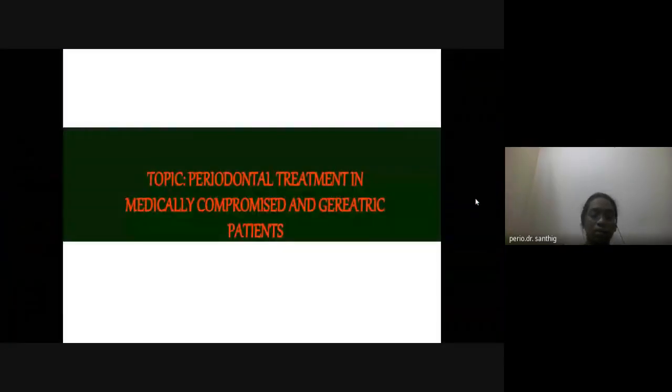Today the class is on periodontal treatment in medically compromised and geriatric patients. Whatever treatment we are giving, patients can be of different ages and different groups with different medical conditions. So based on their medical conditions and their age, we have to give the treatment to the patients. You will see the treatment in the medically compromised and geriatric, that is elderly, patients.